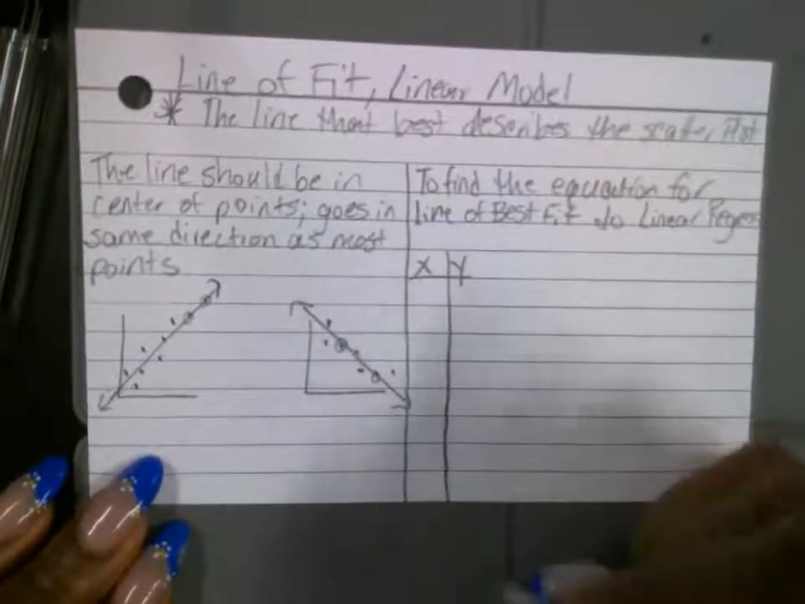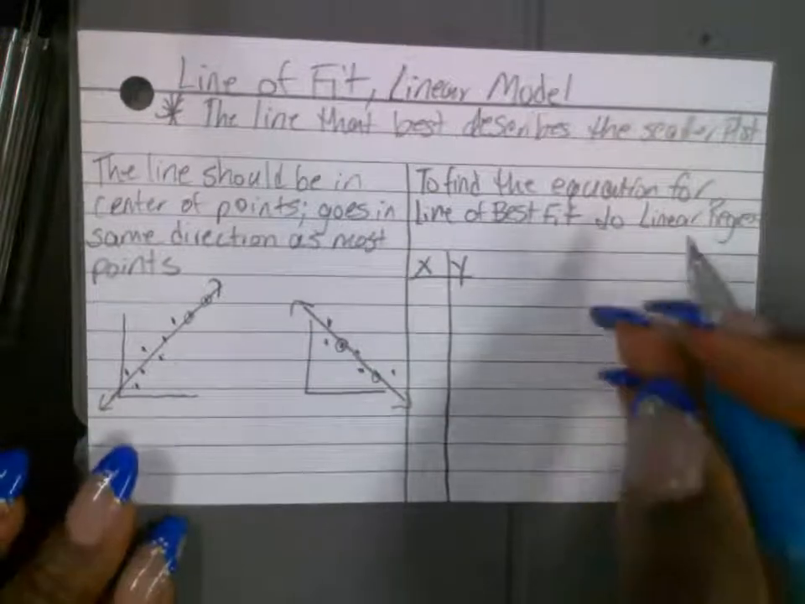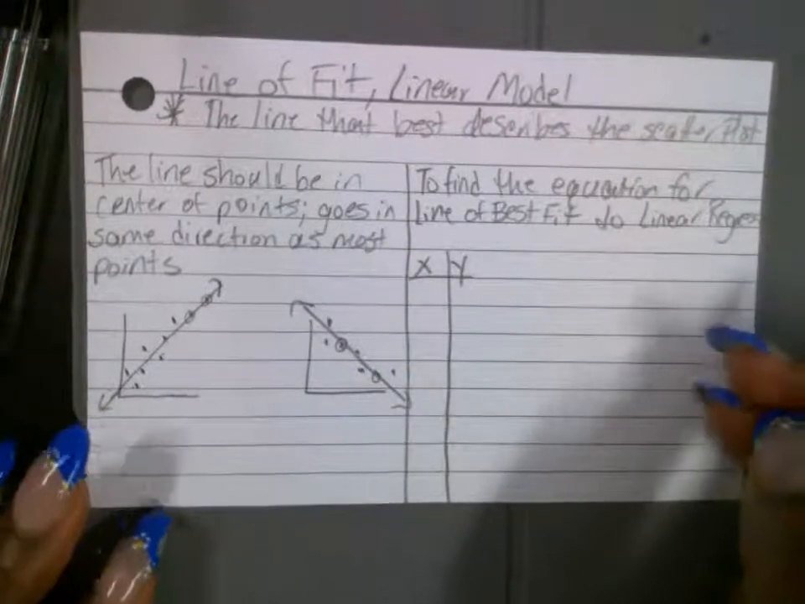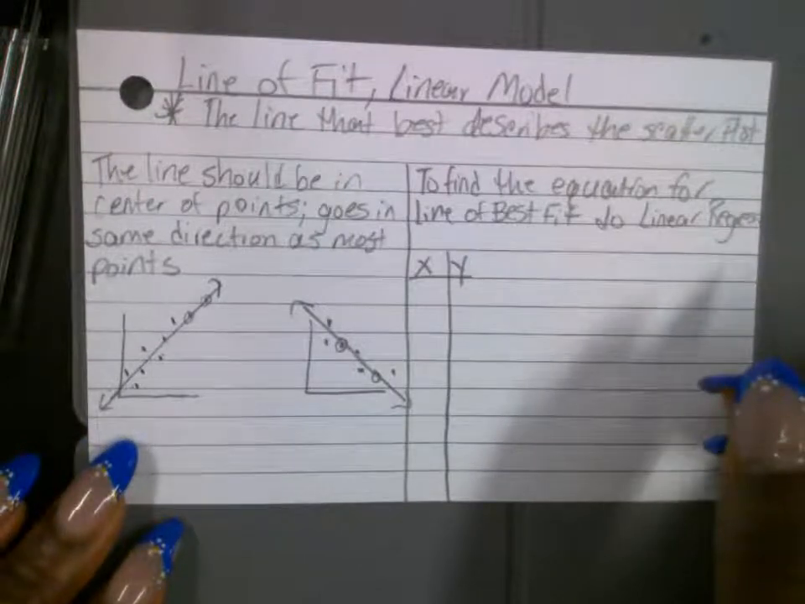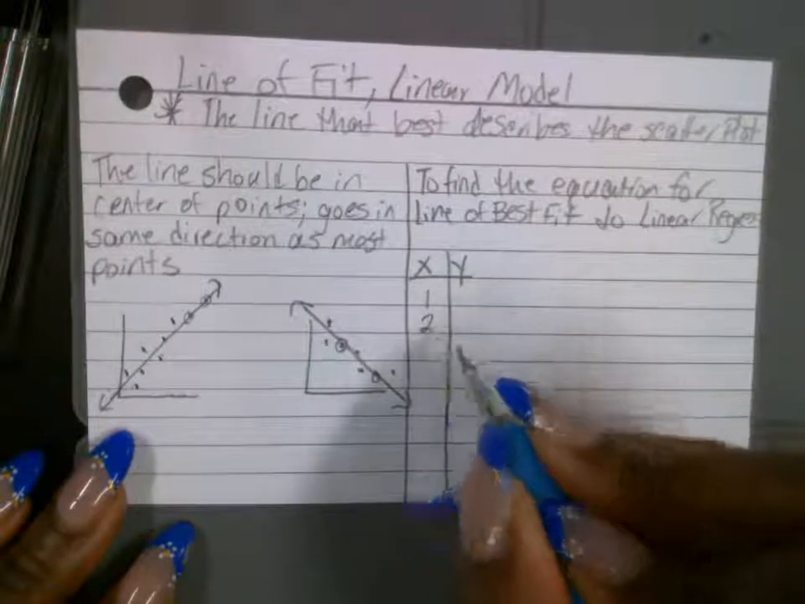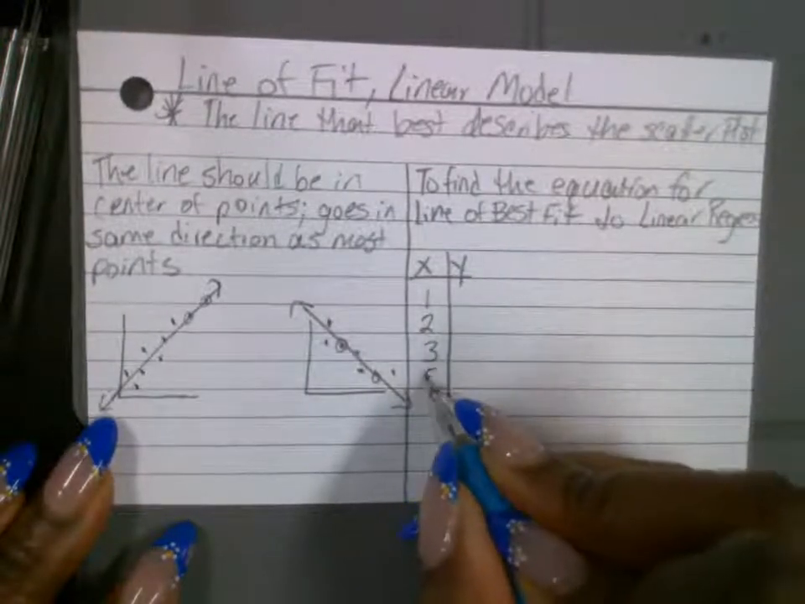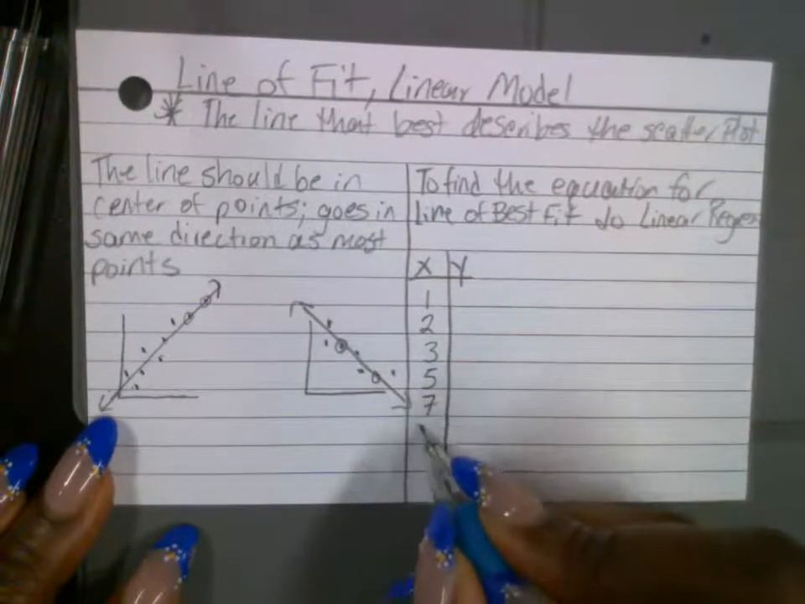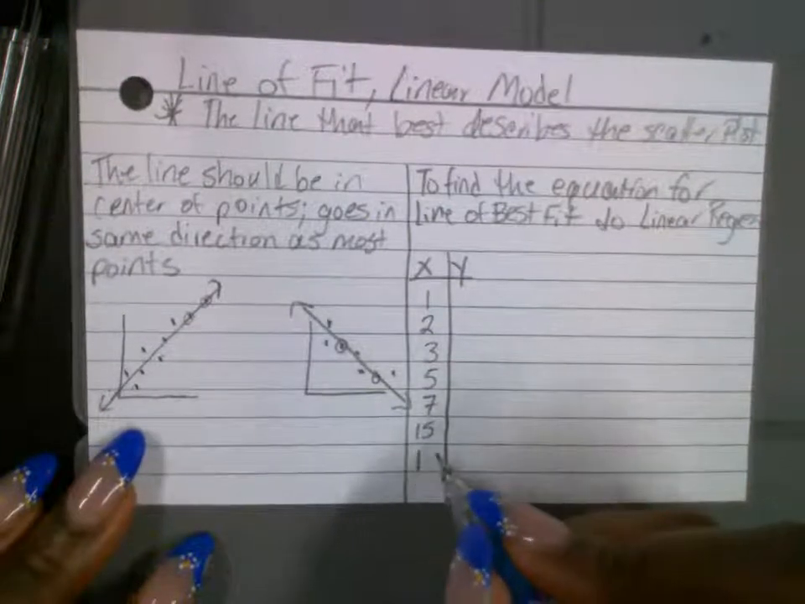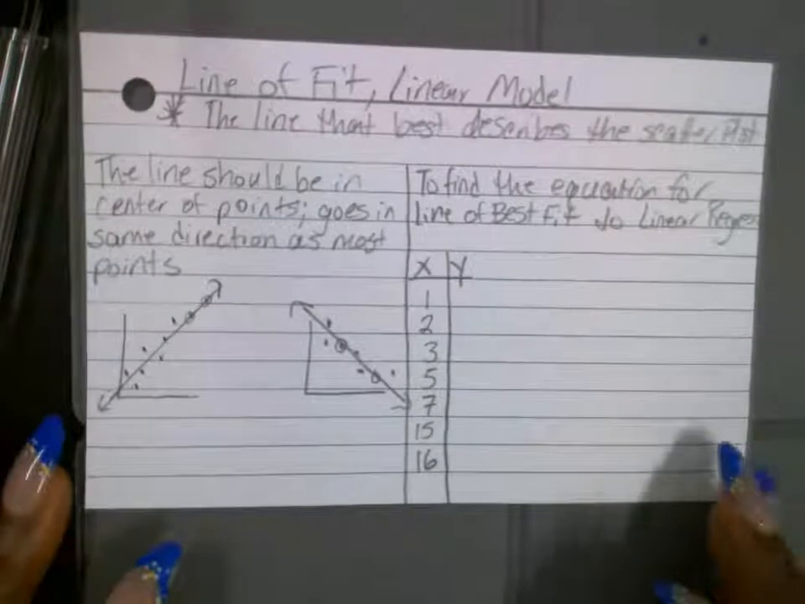These are the points that are on the scatter plot. You're going to use those points, type in the calculator to do a linear regress. X values, let's use 1, 2, 3, 5, 7, 15, and let's do 16.